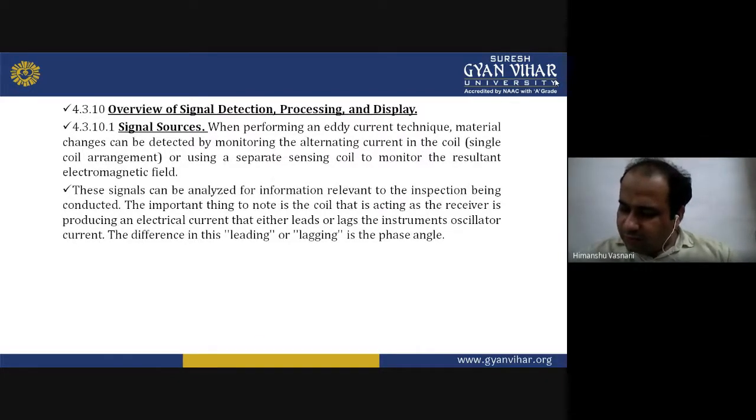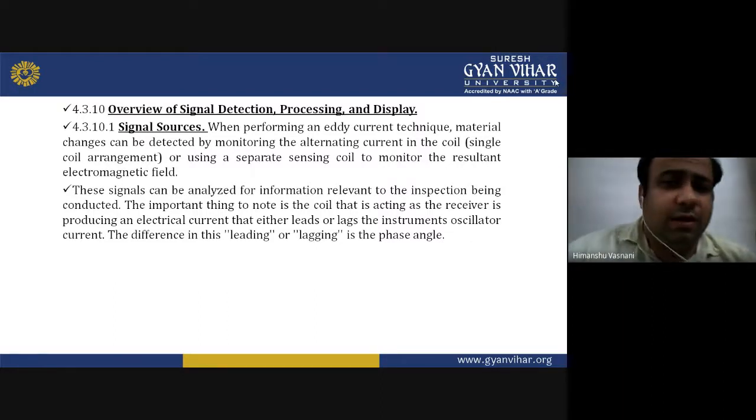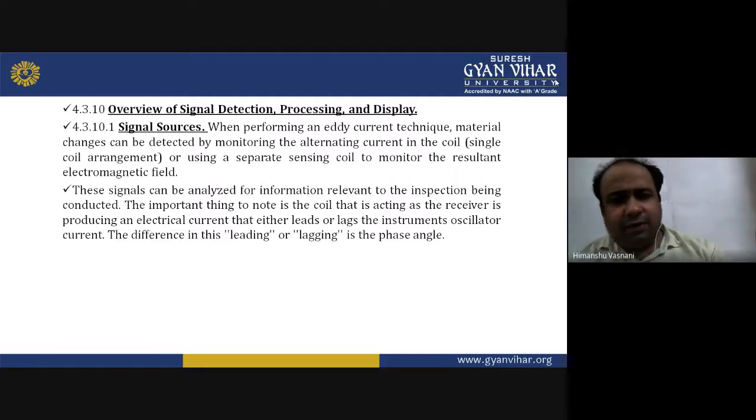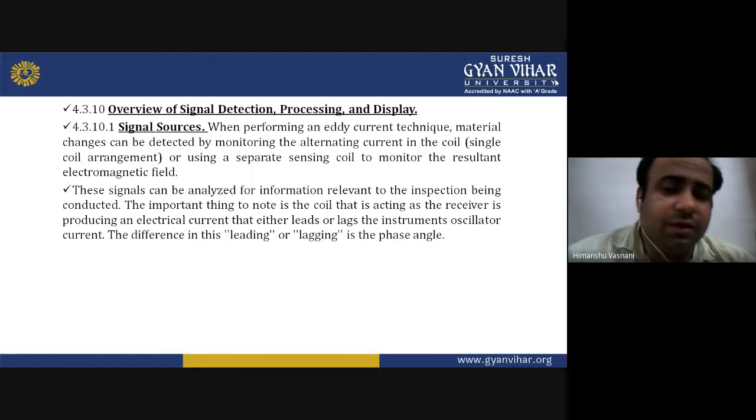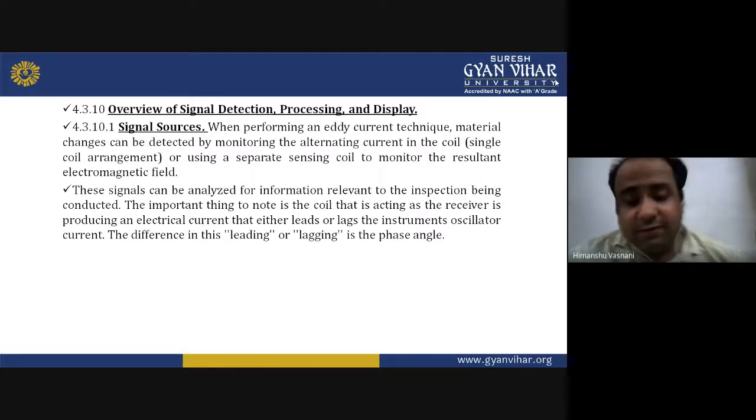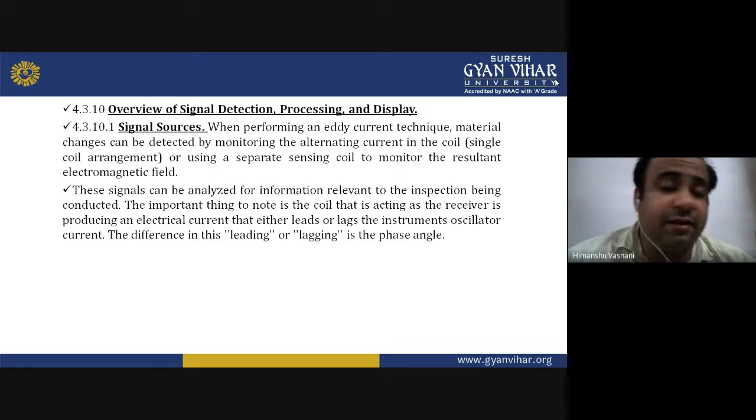Now, an overview of signal detection, processing and display. This is really important when we discuss eddy current inspection, because signal detection is a very important activity. How you process those signals is also very important, and so is the display we use to find the exact results. So this is a short overview of signal detection, processing, and display in eddy current inspection.